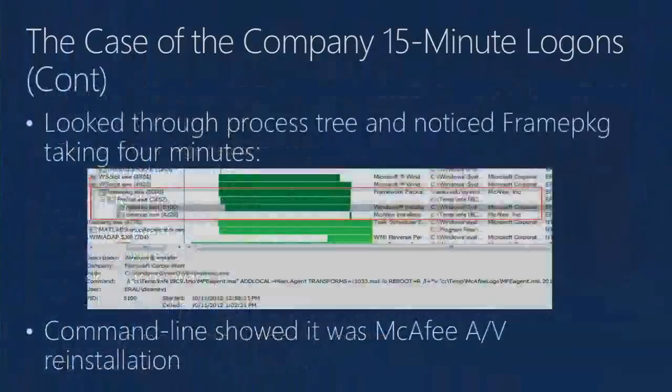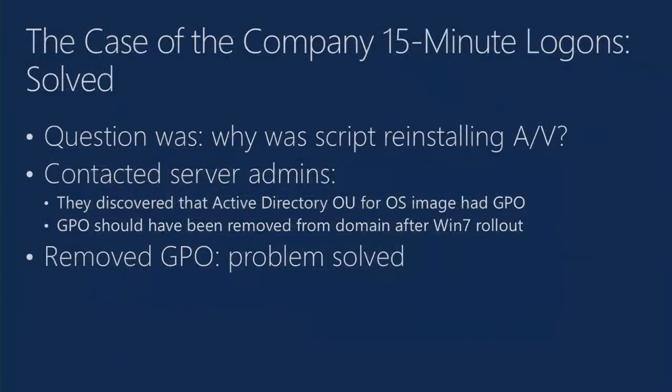So they went back to the IT people and said, hey, why is this reinstalling? The server admins took a look at their GPOs and realized that the McAfee install GPO was inadvertently applied to the new OS image they'd rolled out, when it shouldn't have been, which was causing it to get executed every single time. The GPO should have been removed after this rollout. They removed the GPO and the performance went back to normal. And, of course, the IT guy that caused the problem took the credit for the solution, which is the way it normally works.